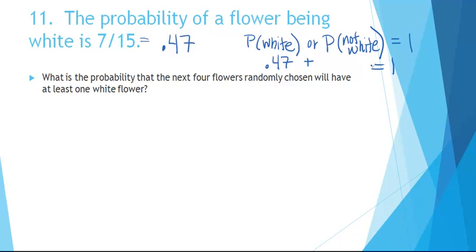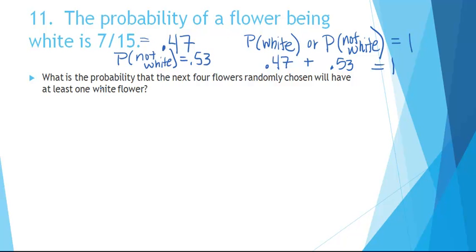Now what I can do to get this probability that it's not white is just take 1, or we can think of $1 and subtract 47 cents. And then we get the probability of it not being white is 0.53. So probability white 0.47, and then probability not white is 0.53.